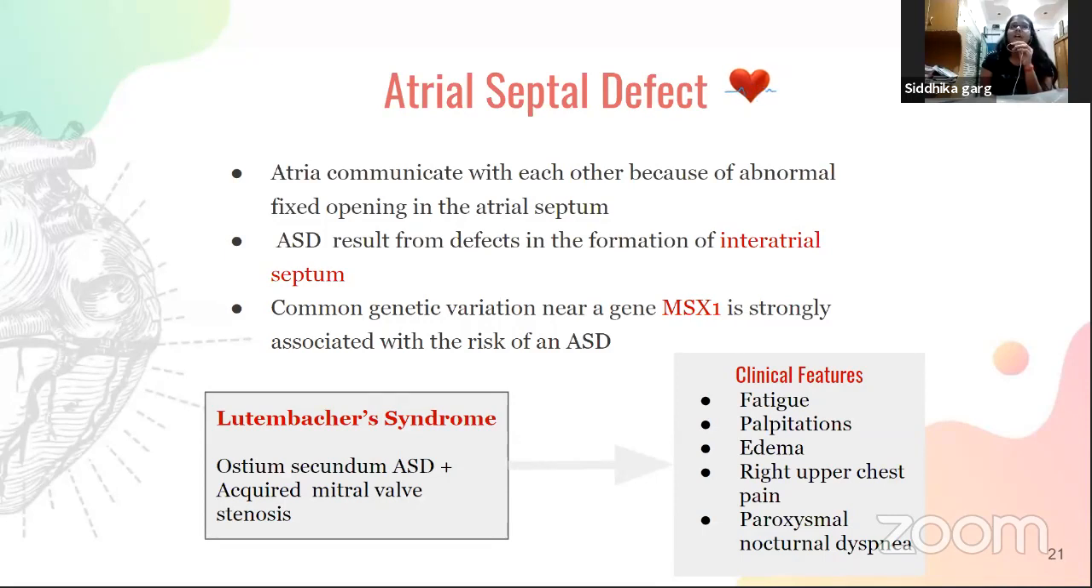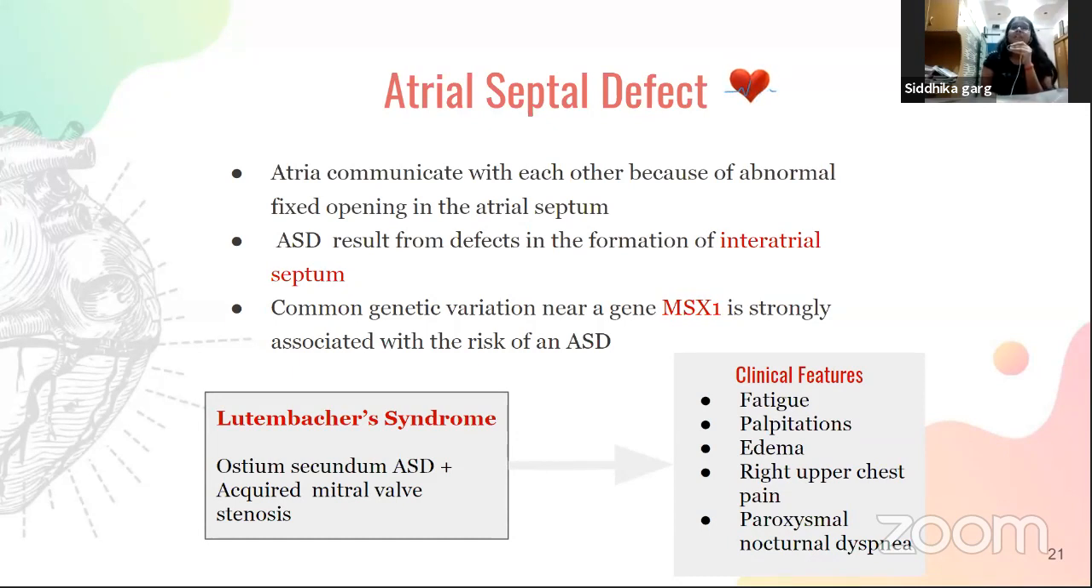Now, after birth, there's increased pressure in the left atrium as compared to the right atrium, which leads the blood to flow from the left atrium to the right atrium. Now, a common genetic variation which occurs near the gene MSX1 is a strong risk factor which gives rise to this defect. Also, Down syndrome presents as a risk factor.